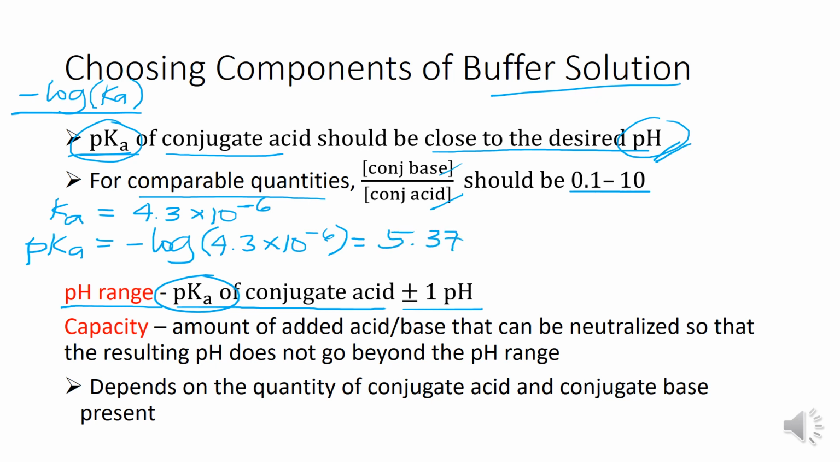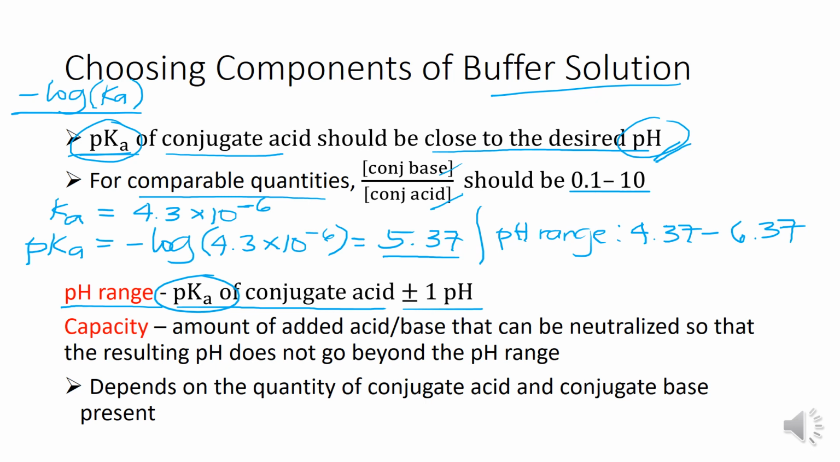Therefore, the pH range in this case is 5.37 plus or minus 1. Okay, so 1 unit of pH. Therefore, that is minus, so 4.37 and up to 6.37. So that is the pH range.